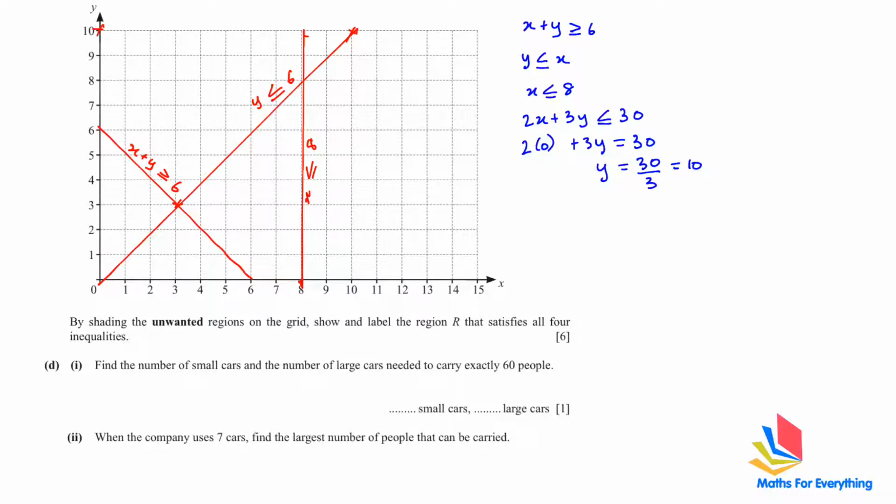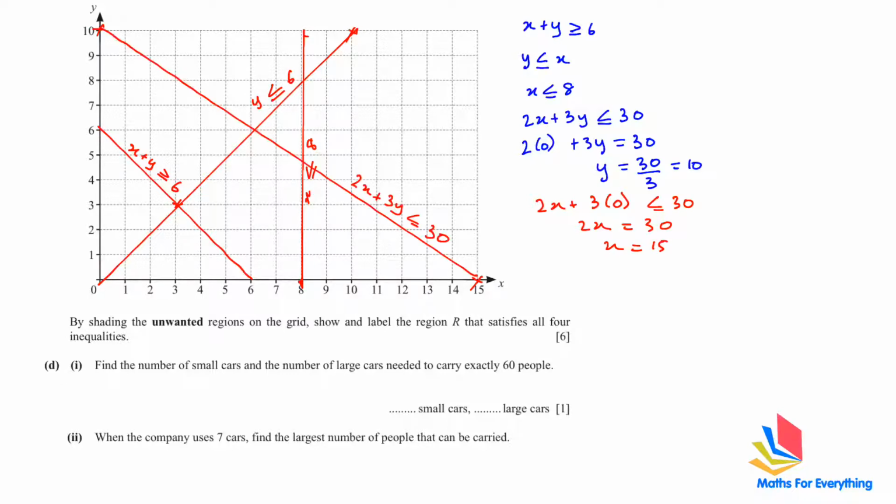And then when y is 0, so 2x plus 3 multiplied by 0 is less than or equal to 30. 2x is equal to 30. x is equal to 15. So when y is 0, x is 15, it is this point here. This is the line. Now we have to shade the unwanted region.